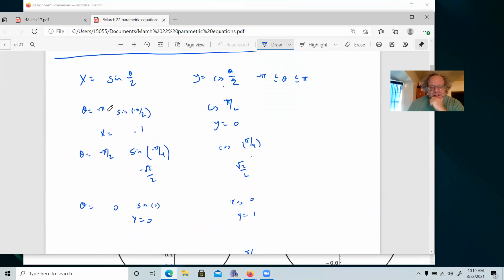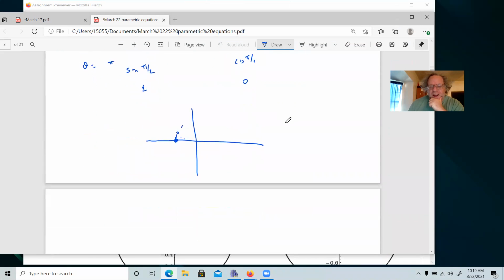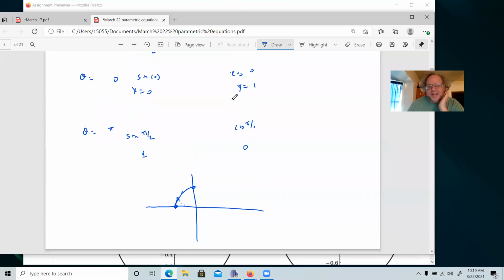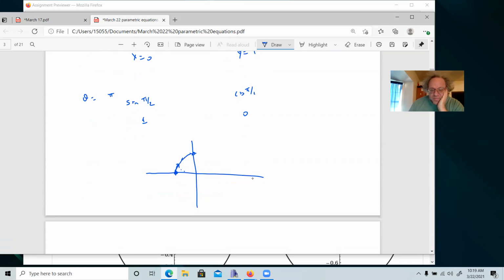All right. When theta is equal to 0, we get 0 for x and 1 for y. So it looks like we're doing that. And I'm just putting the arrows in here so I have an idea of which direction this is going in. And then theta equals pi, we get, right, x is 1, y is 0. All right. So there's our function that we have.